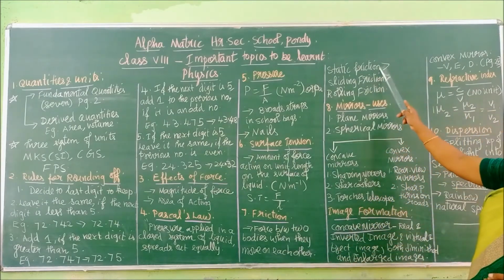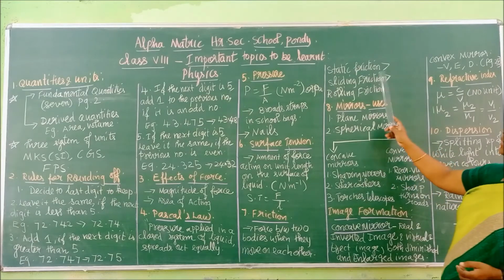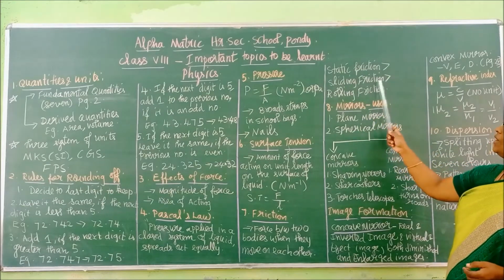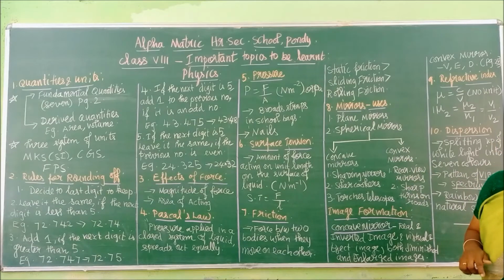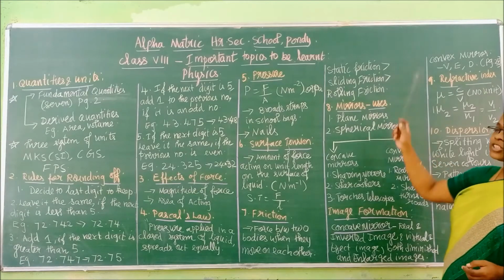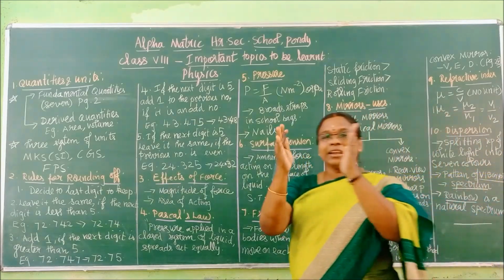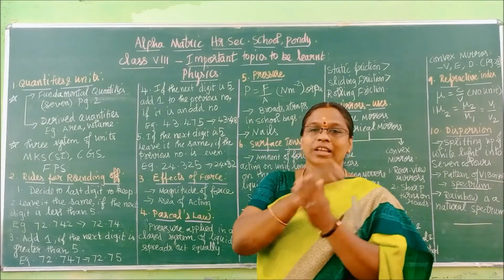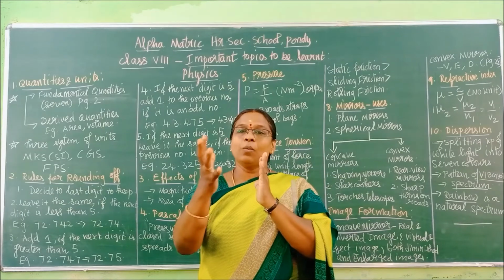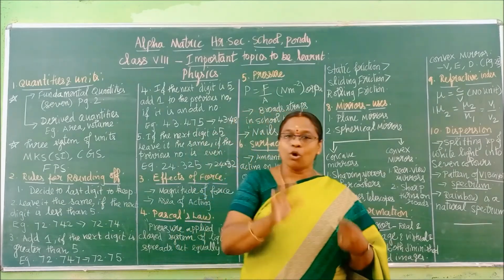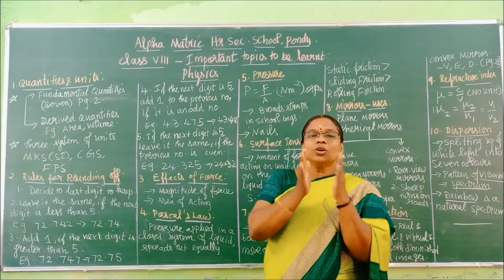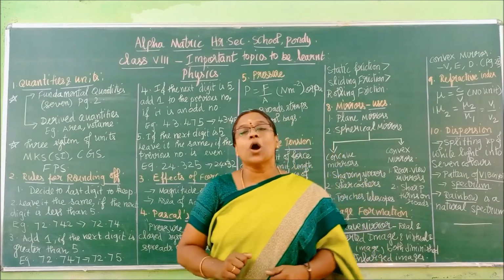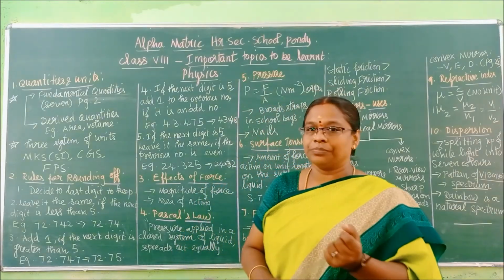This friction is divided into three types. What are they? Static friction, sliding friction and rolling friction. Static friction means the friction acting between two bodies when they are at rest. For example, if I do like this, my one hand and another hand are both at rest, so the friction acting between these two is called static friction.